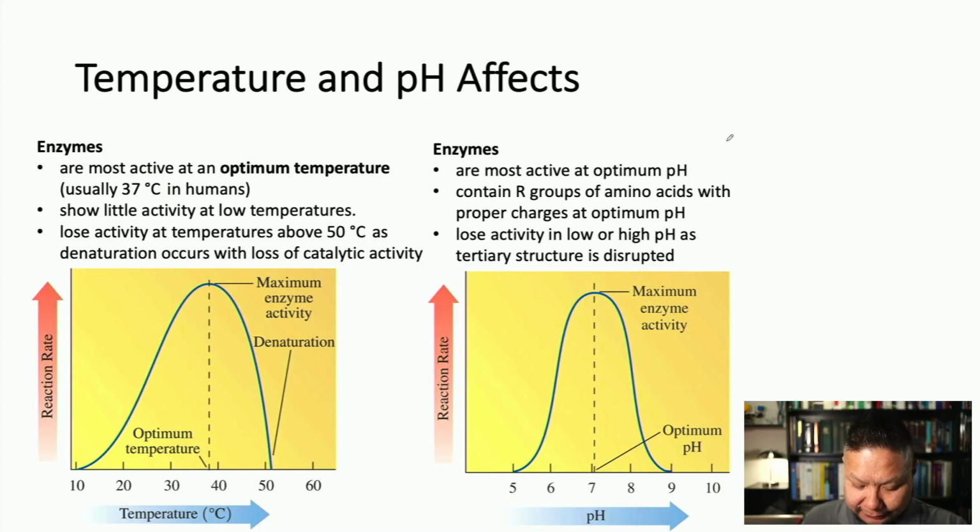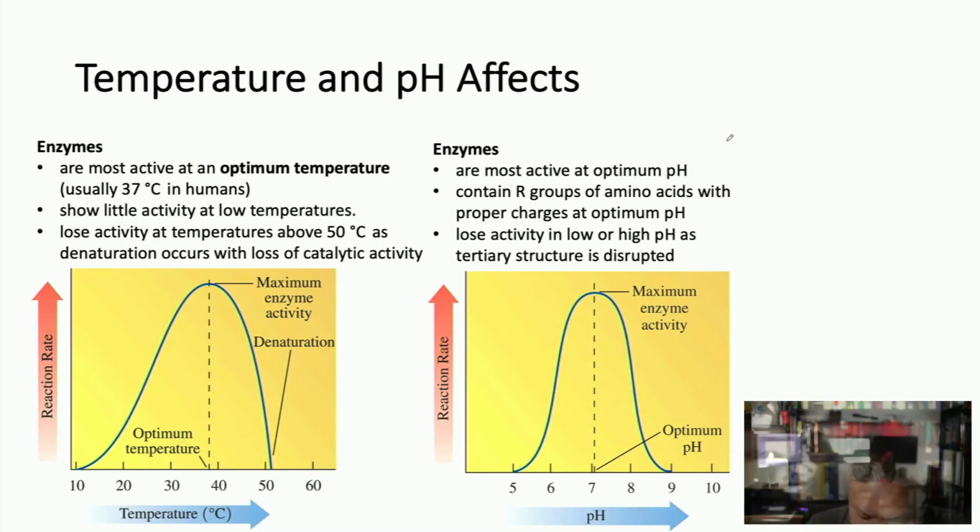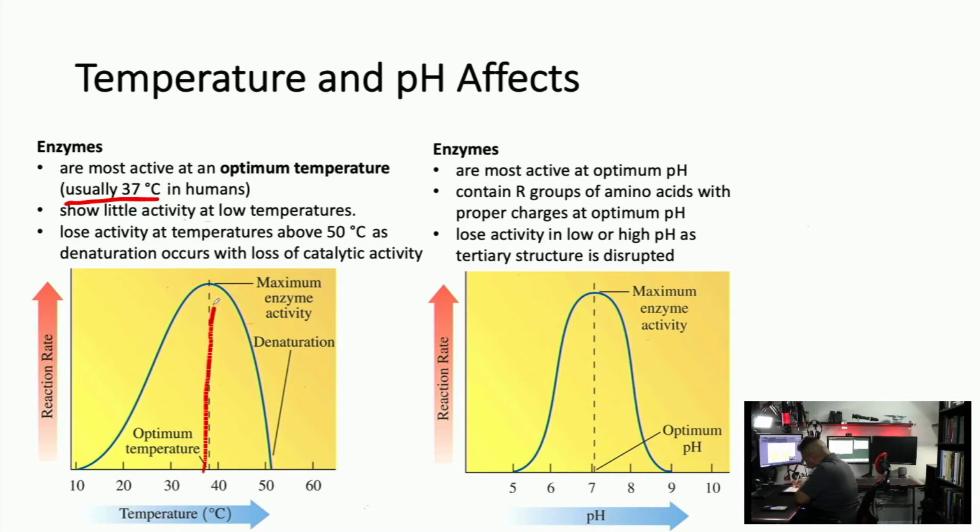Next, moving on. Temperature and pH effects, right? If you are an enzyme inside humans, like I said before, your optimal temperature for activity is 37 degrees. So in this chart, you can see that at 37 degrees the reaction rate is at its highest. If you're too low, it's low. If you're too high, it goes down too. So you want to be at 37 degrees Celsius for the highest activity.